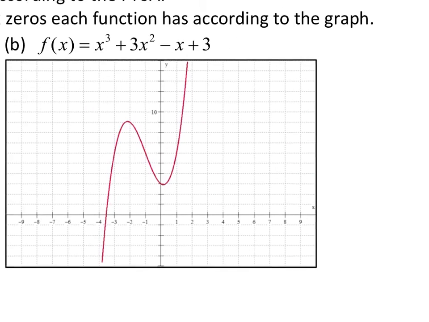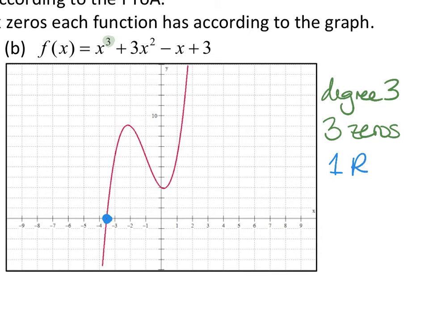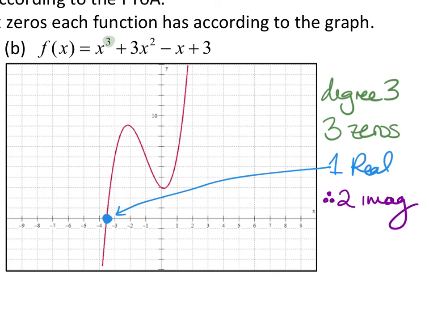If we look at B, the degree of B is 3, which means it should have 3 total zeros, and there's only 1 real zero showing. Okay, again, the zeros is where the graph crosses the x-axis. Therefore, there are 2 unaccounted for zeros, so we have 2 imaginary solutions, or 2 non-real solutions, which is great. That's super good information for us to know, and that's thanks to the fundamental theorem of algebra.